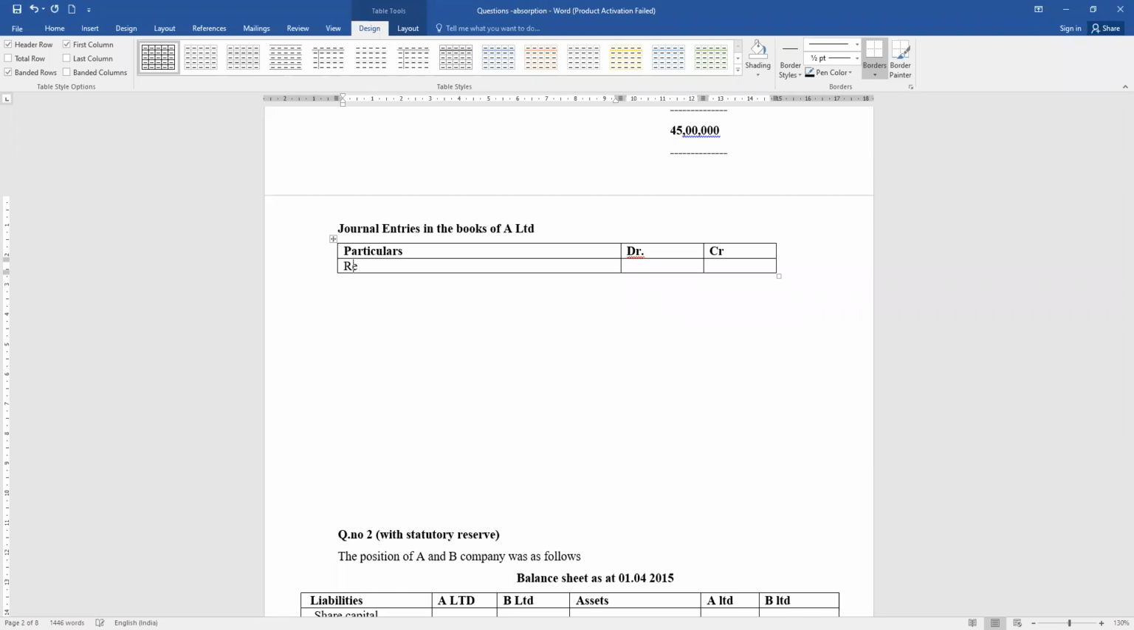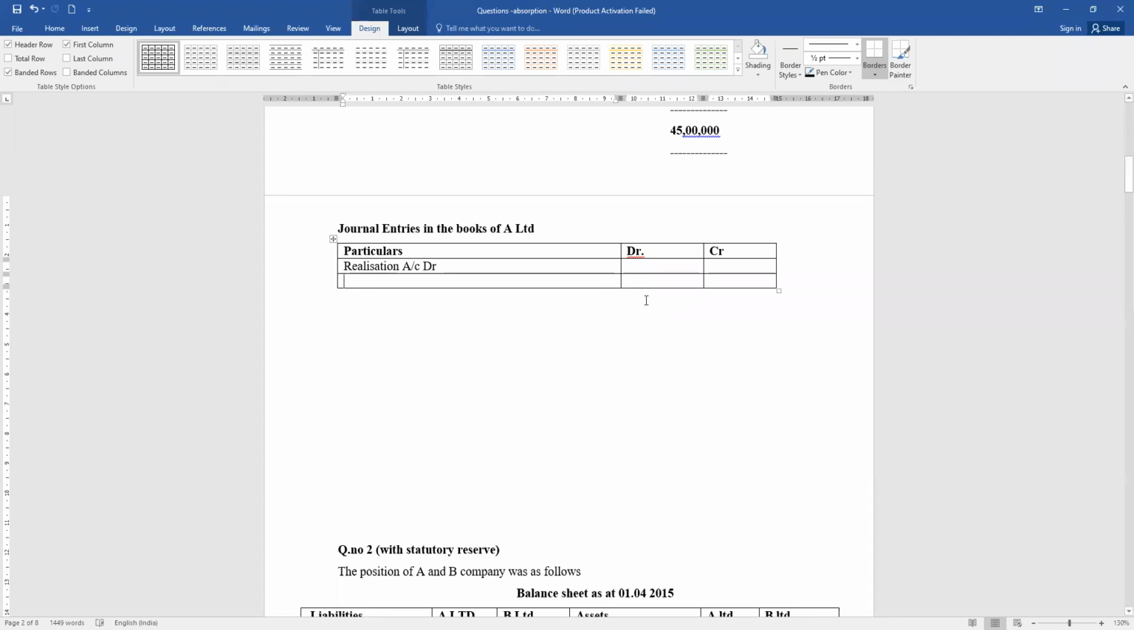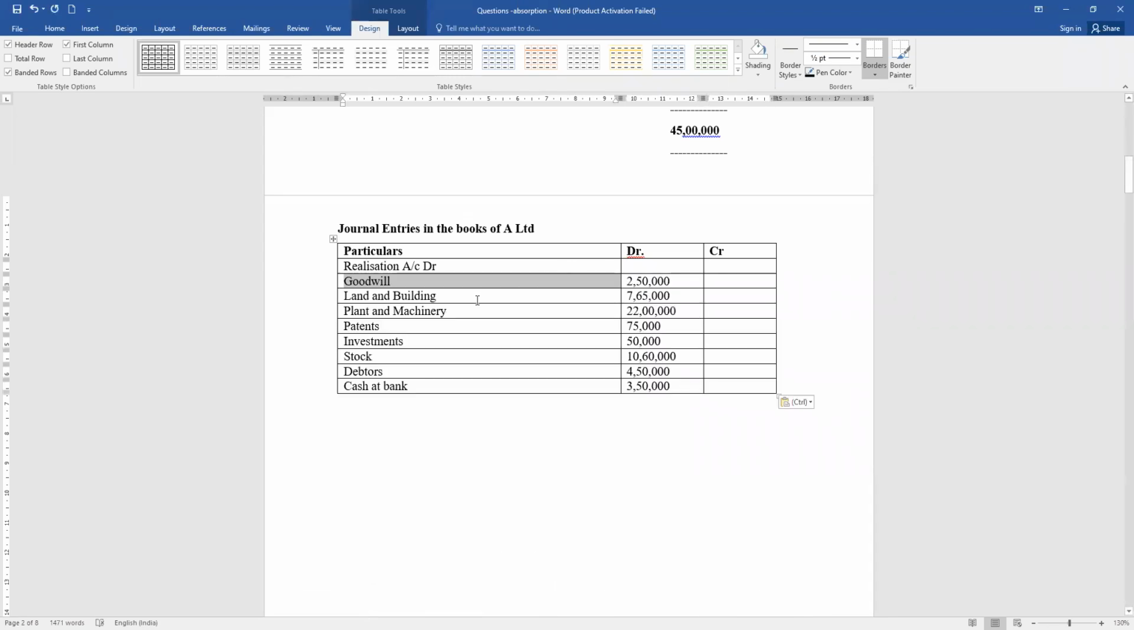So debit should be realization account. Okay, I don't know the amount, so we will keep it blank. And to all the assets, these all are the assets which should be credited. So what are the assets? Goodwill is there. To goodwill account.